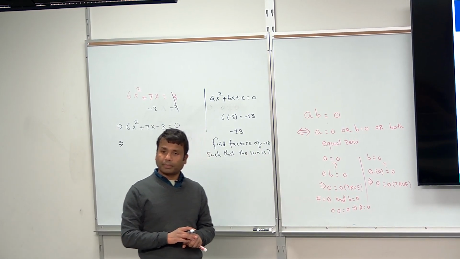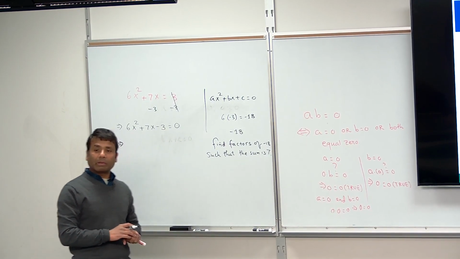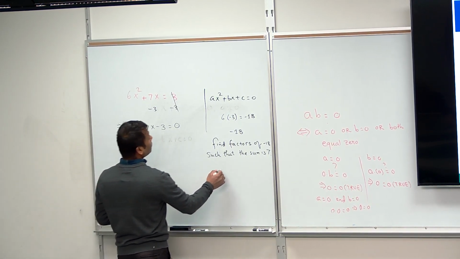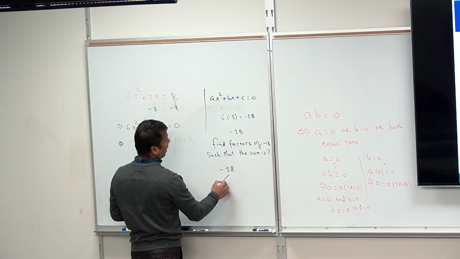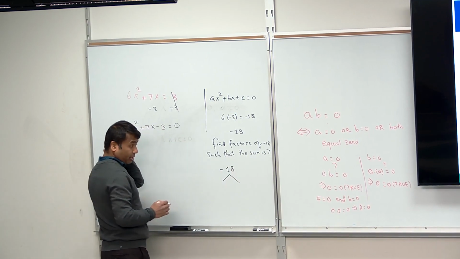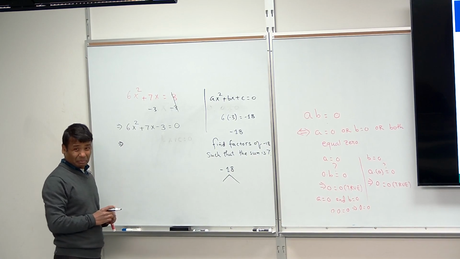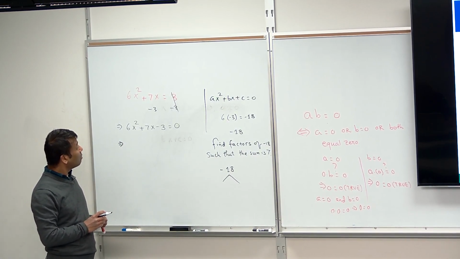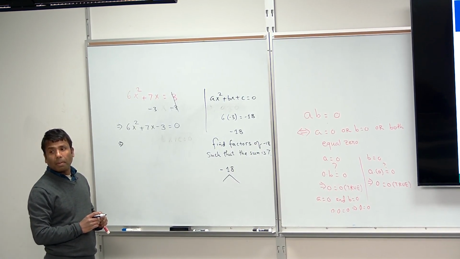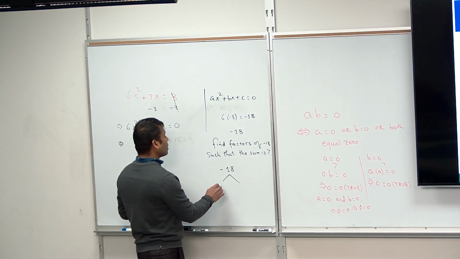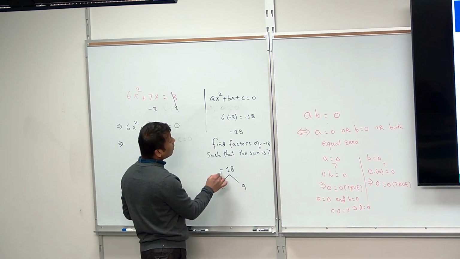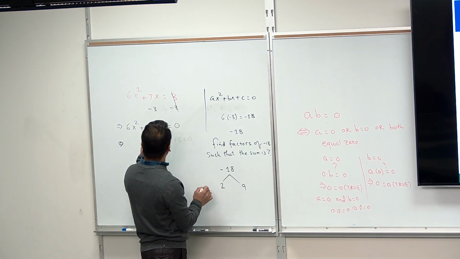So now, negative 18. What are the factors of negative 18 such that the sum is 7? 9 and 2, yes, you are right. You see, 2 times 9 is 18, but you have a negative 18 and you need a positive 7, right?